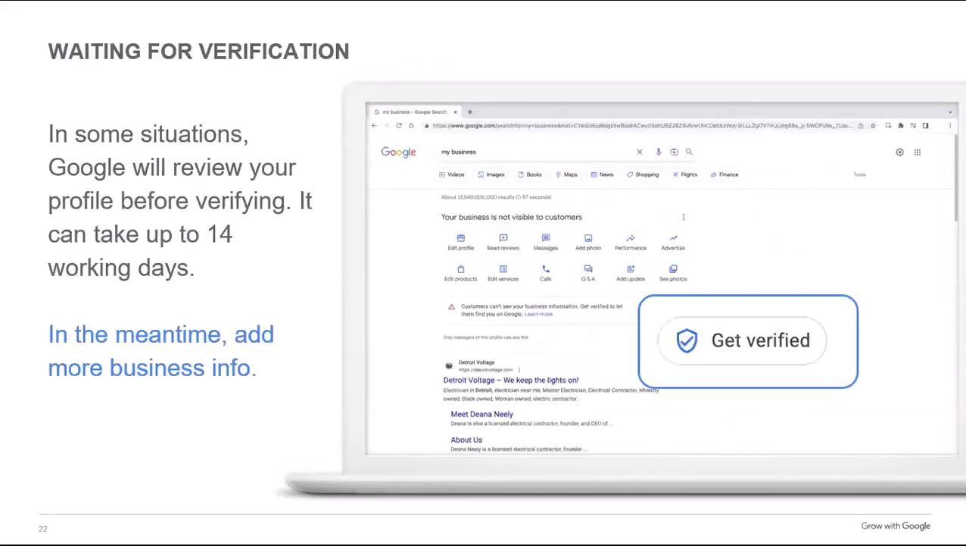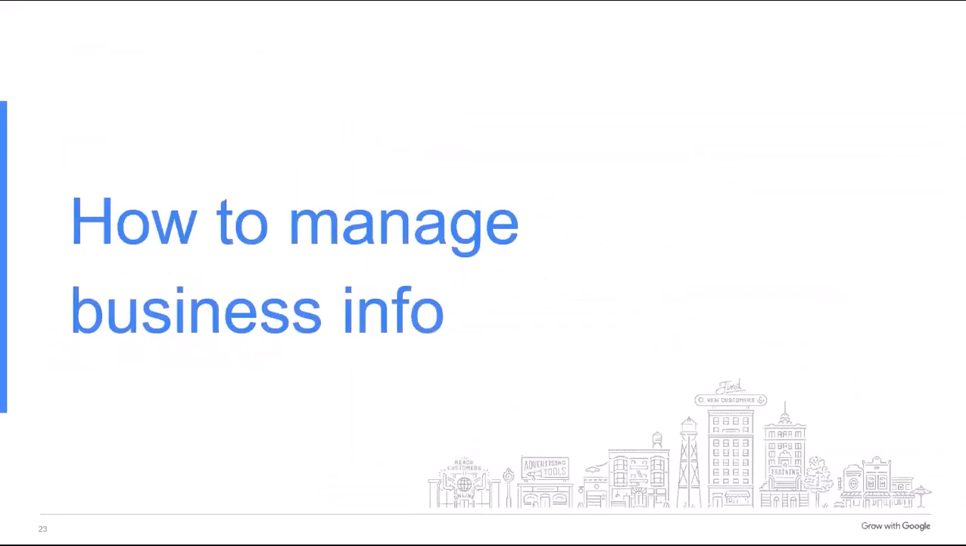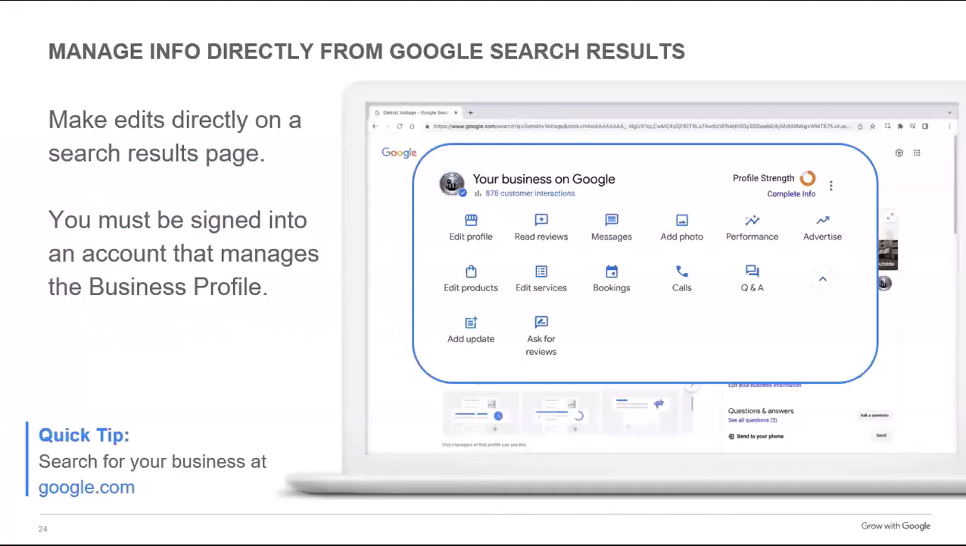And while waiting for that verification, in some situations, Google will review your profile before verifying. So it can take up to 14 days for this to happen. You will be notified with this marker on your business profile. And by the way, you access your business profile through the Google search engine results page when you log into your account to get verified. And then once you are verified, you can go into managing your business information.